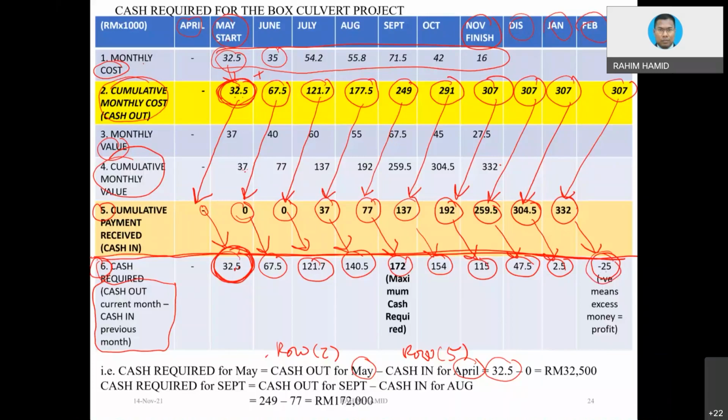Actually, from the profit. You see, for the past months, from May until January, actually you are not making any money. You basically require money. You need to borrow money. Only at the end of the project you can see the profit. This is what I told you before. Being a contractor, you need to have capital.